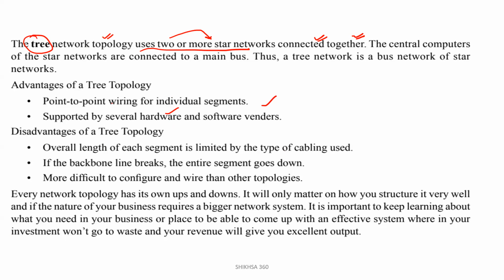What are the disadvantages of a tree topology? First one, that is the overall length of each segment is limited by the type of cabling used. Clear? Second one, if the backbone line breaks, the entire segment goes down. Like if this line breaks, from here everything is going to stop. Third, it is more difficult to configure and wire than the other topologies. Clear?